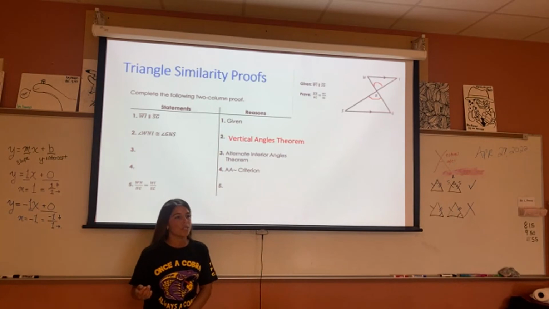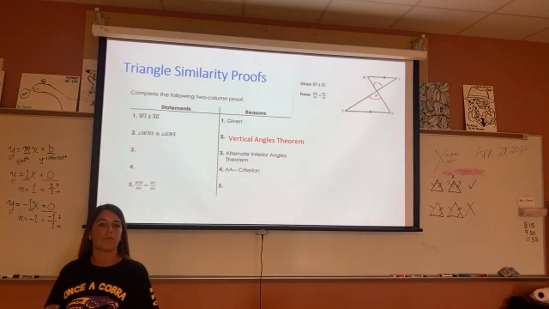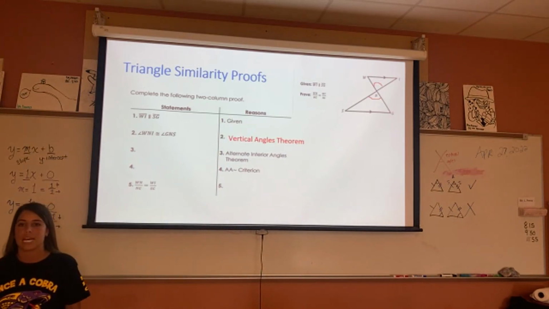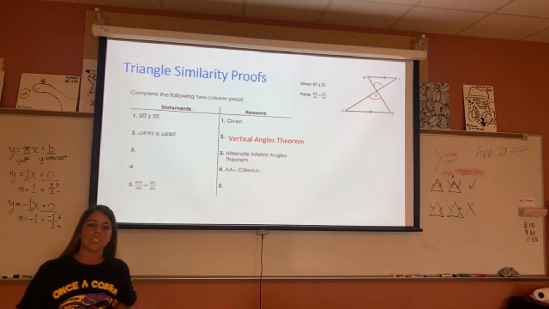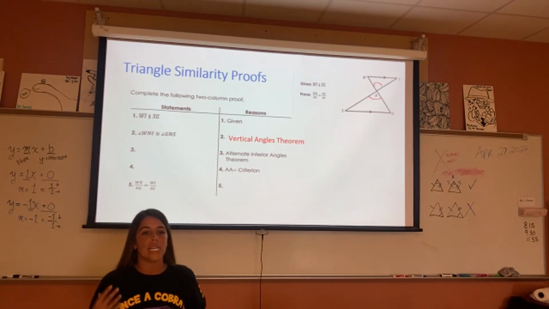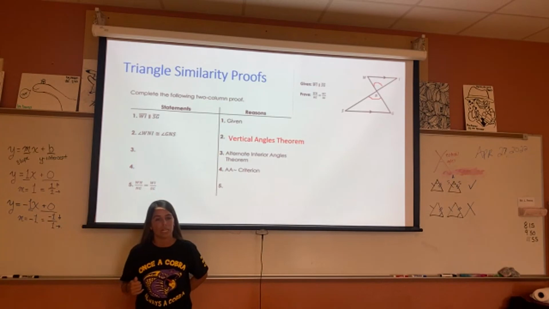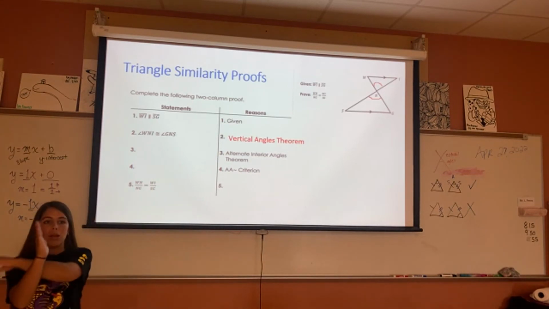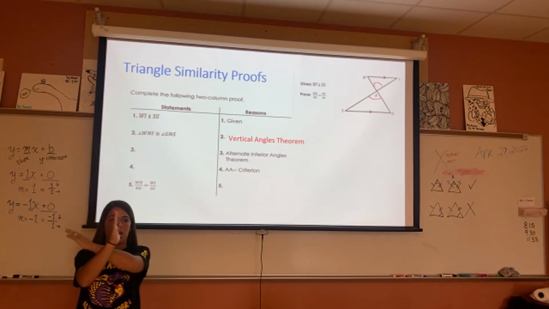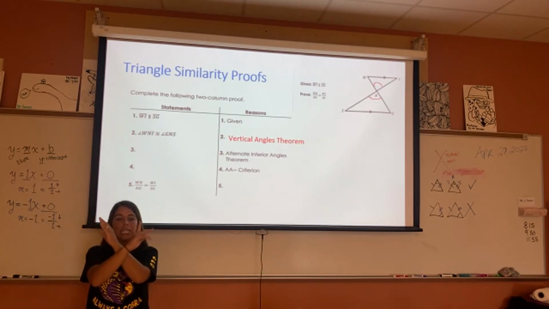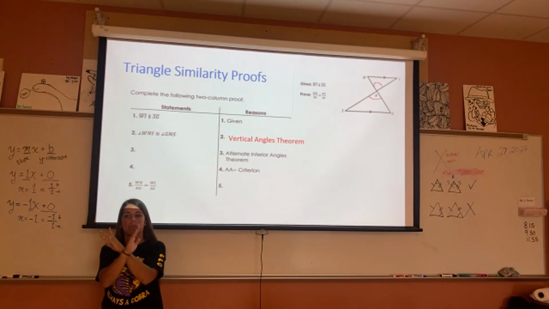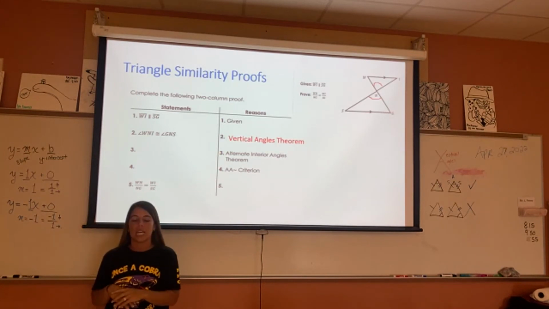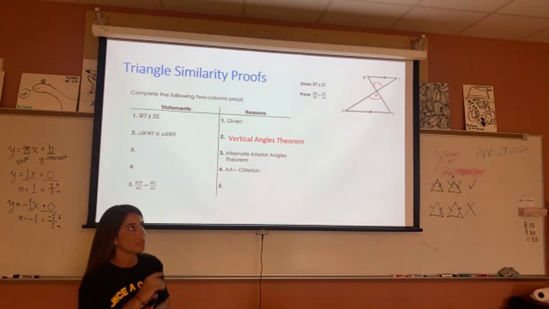Another one, 100% chance there is going to be a proof with vertical angles on the test. You're definitely going to see the reflexive property. You're definitely going to see the vertical angles theorem. Again, X. Doesn't matter if it's upside down, right side up, or turned on its side. Anytime they're forming an X where the top looks like a V and the bottom looks like an A, vertical angles.